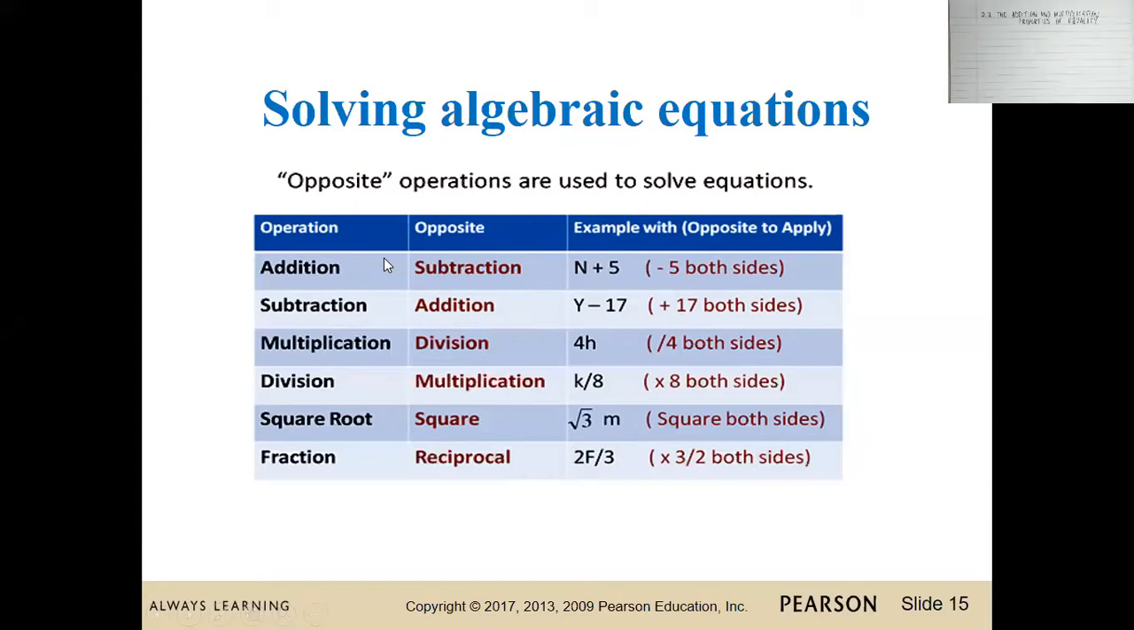The way you undo, or the inverse operation of, addition: if you had n plus 5 and you needed to do the inverse operation of that, is to subtract 5. We talk about the opposite operation. So y minus 17, if you want to do the opposite operation of that, is to add 17 to both sides. This would be multiplication. So to undo 4 times h, you divide by 4 on both sides. And then if something's being divided, to undo that, you would multiply.